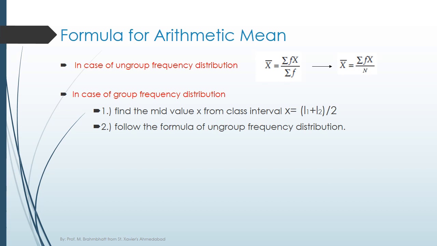And the second step is to follow the formula of the ungroup frequency distribution. So again the same, x bar is equal to sigma fx divided by capital N. Let's see the actual calculation.